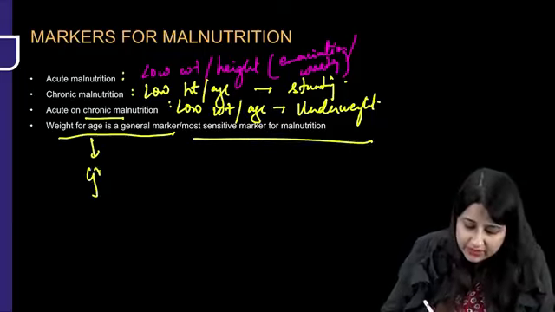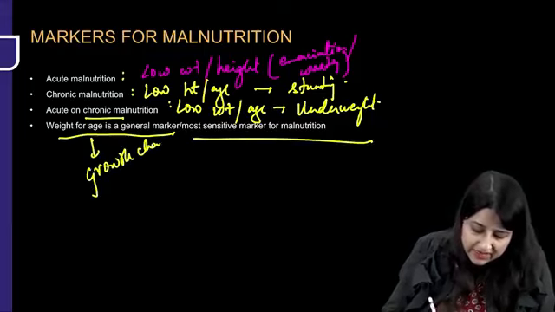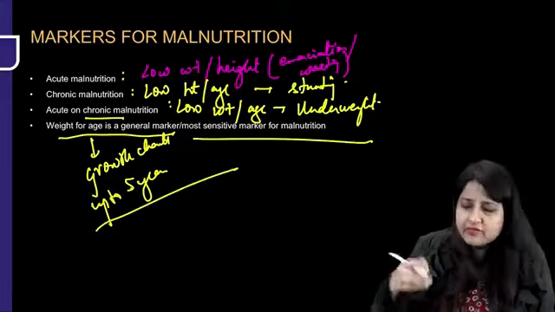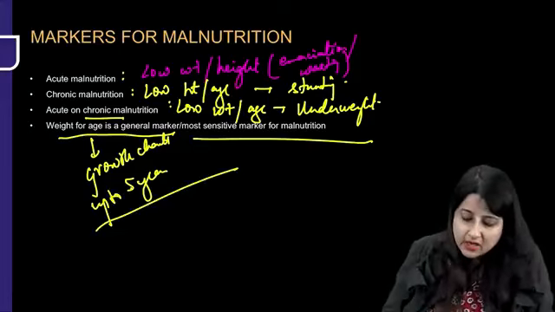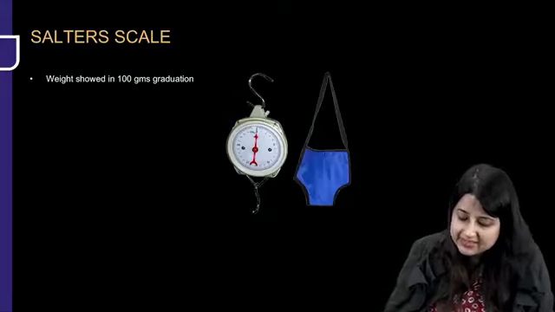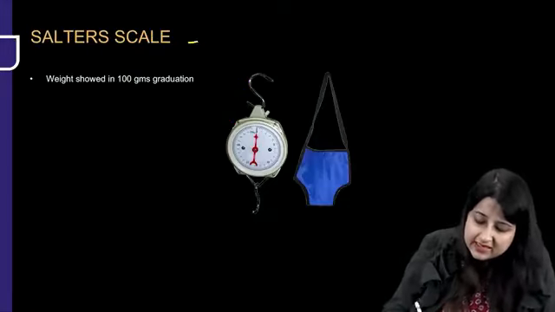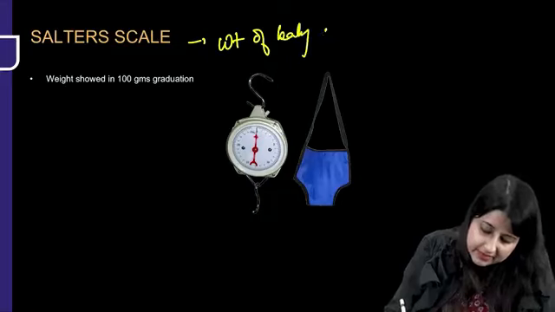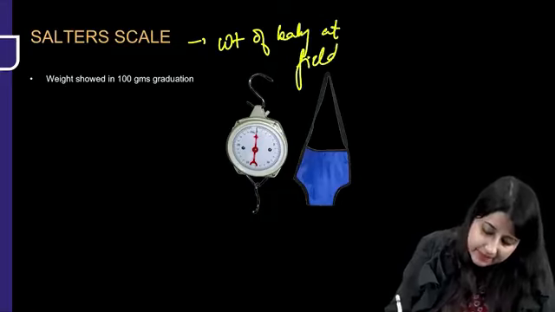Weight for age is the one which is being plotted in growth charts also up to 5 years. Okay, not beyond 5 years. Beyond 5 years, we prefer to take BMI. All right, so this is something. Now look at this image, Salter scale. So this is used to measure weight of baby at field level.